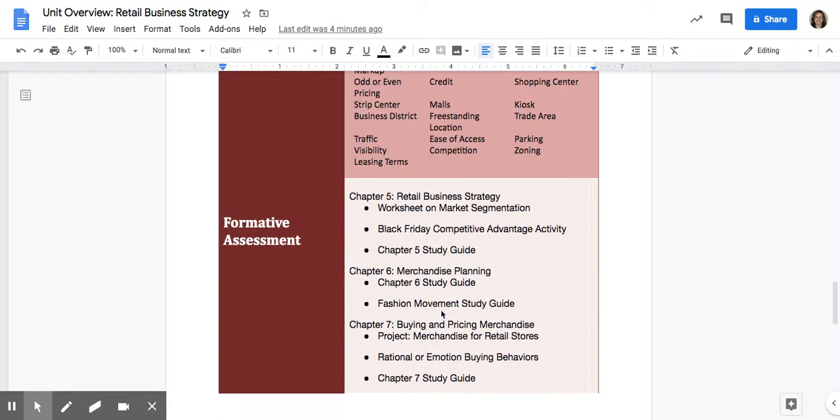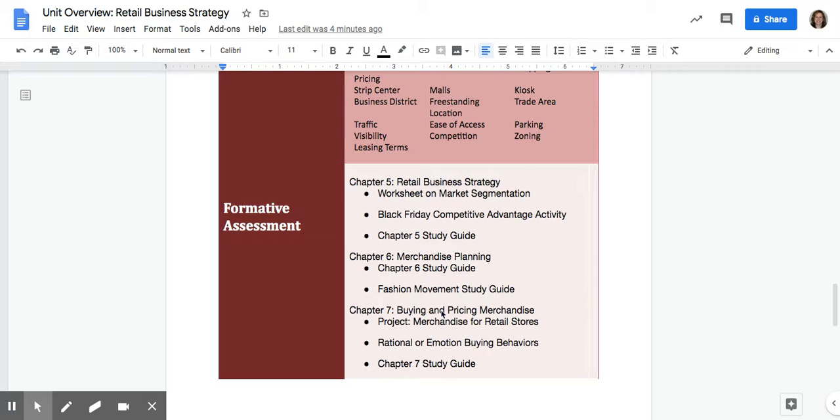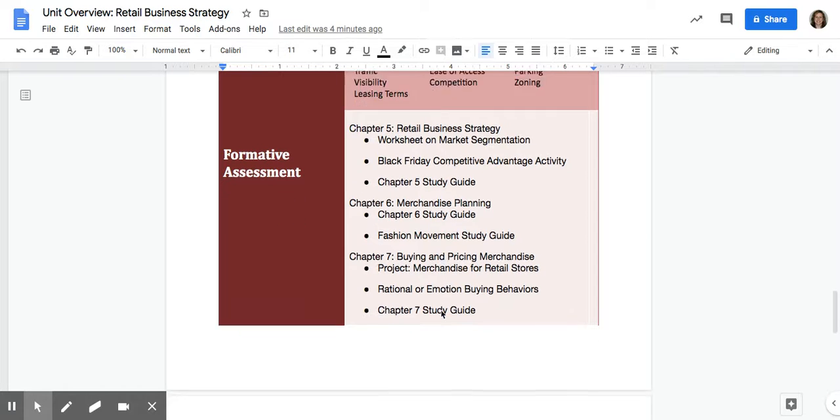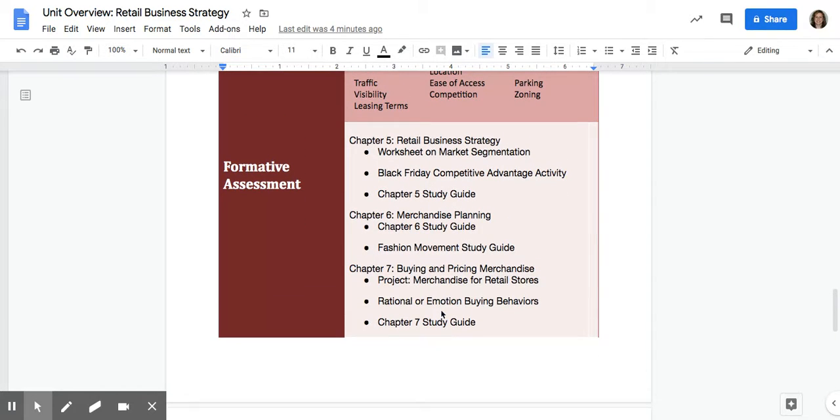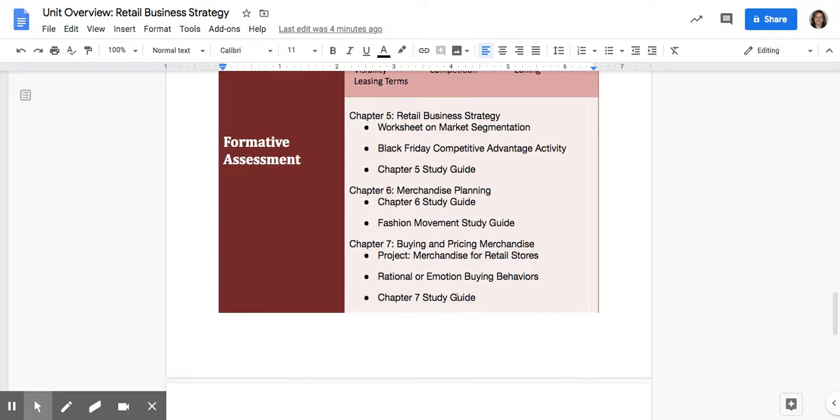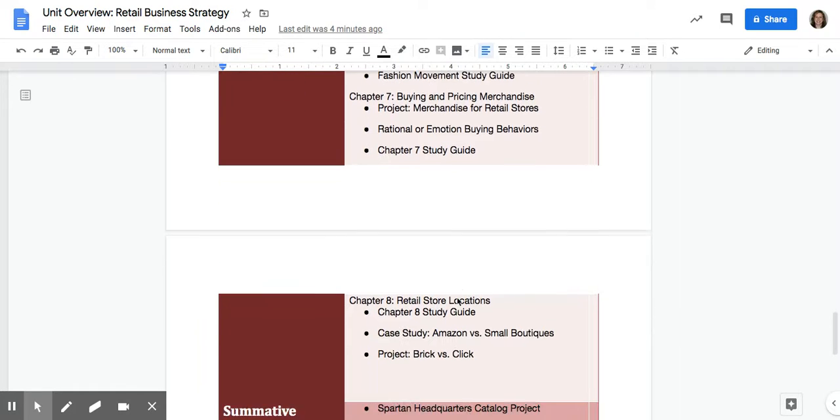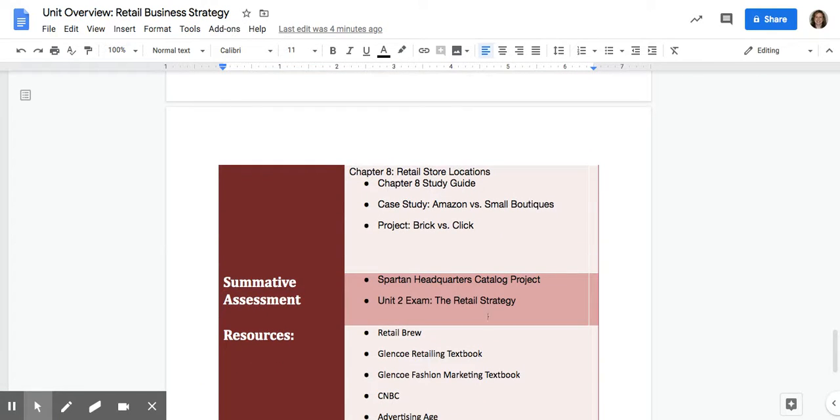And then here's the big thing that I look at: what are those formative assessments? These are each of the chapters within my retail business strategy. So it talks about what we're going to talk about, and then how are they going to demonstrate it? Whether it's a worksheet or an activity or even a study guide that they're going to complete, something to show me that they're really working through those sections. And then the last part is that summative assessment.